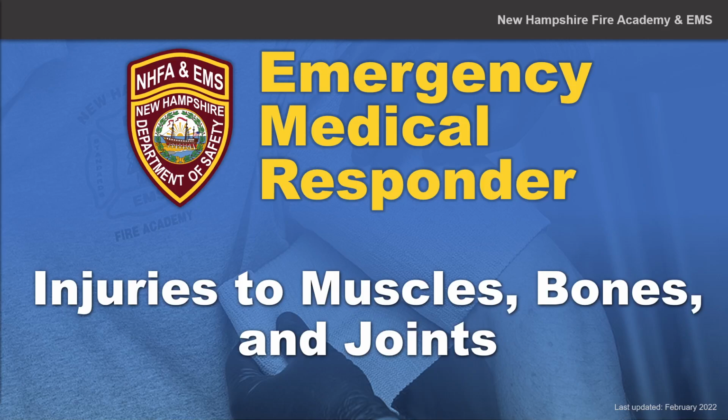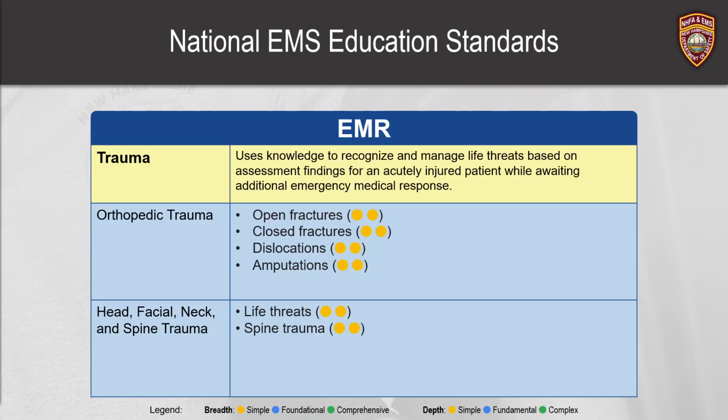And let's talk about injuries to muscles, bones, and joints. So this information comes from the updated 2021 National EMS Education Standards, and we're going to dig into the realm of trauma. We're going to talk about open fractures, closed fractures, dislocations, amputations, and then specific trauma to the head, face, neck, and spine. And then we're going to cover the age-related assessment and treatment modifications for these diseases of concern.